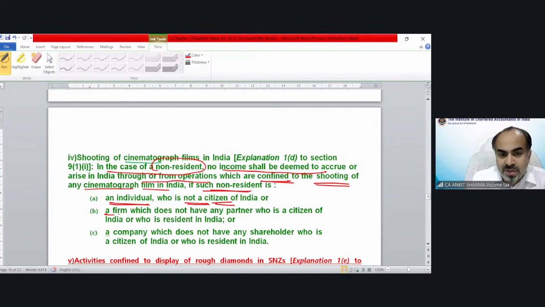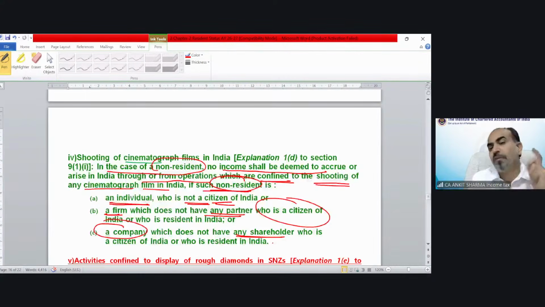If the producer is a partnership firm, then all the owners, that means all the partners, should be non-resident and non-citizen of India. If any partner becomes resident or citizen, a proportionate part of the income could be treated as deemed to arise in India. And if it is a company, in that case, all shareholders should be non-resident in India and non-citizen of India.